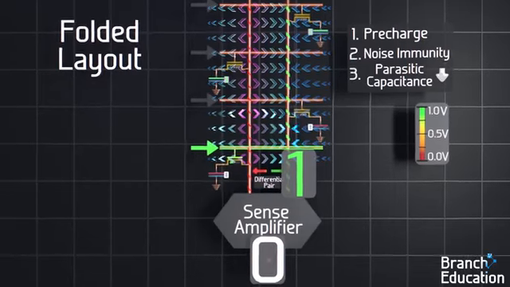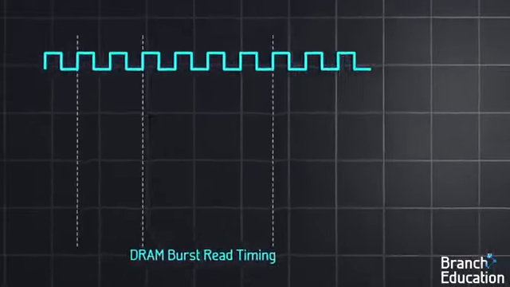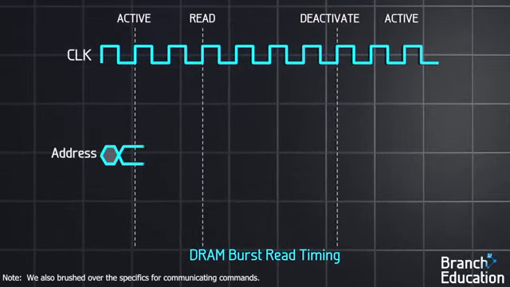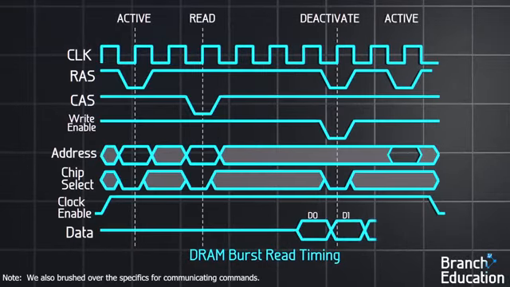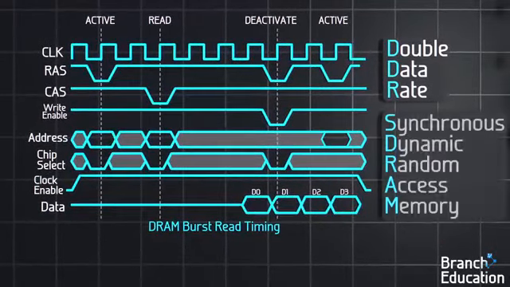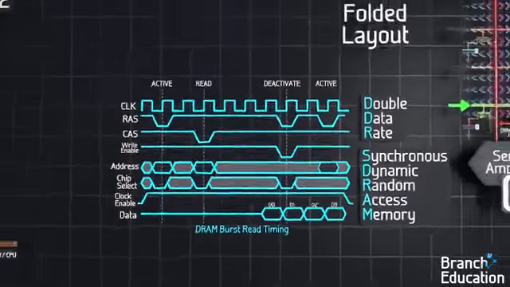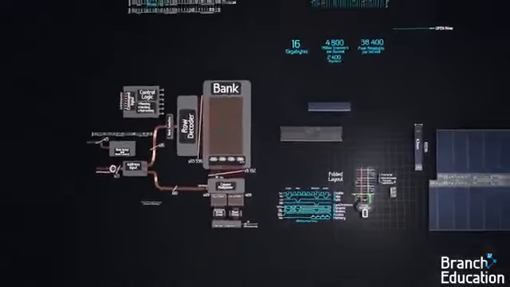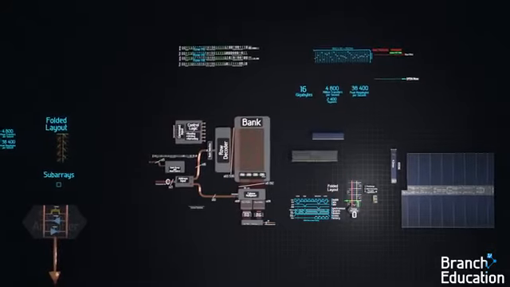One final note is that when discussing DRAM, one major topic is the timing of addresses, command signals, and data, and the related acronyms DDR, or double data rate, and SDRAM, or synchronous DRAM. These topics were omitted from this video because it would have taken an additional 15 minutes to properly explore.